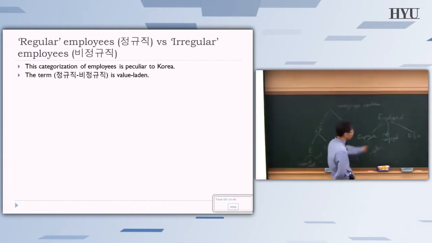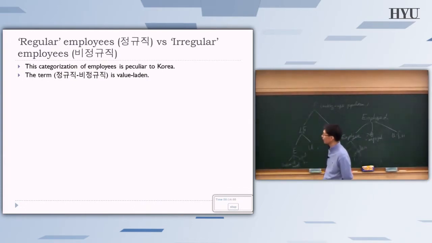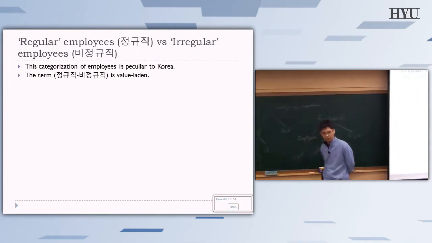It's not a neutral word, like employed or unemployed. That's my personal impression, and actually lots of people agree that this term has a problem as the name itself. Okay, then what do we mean by regular employees?